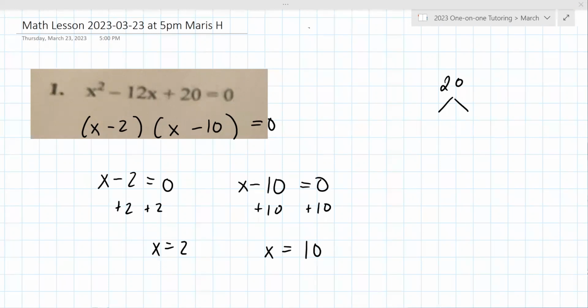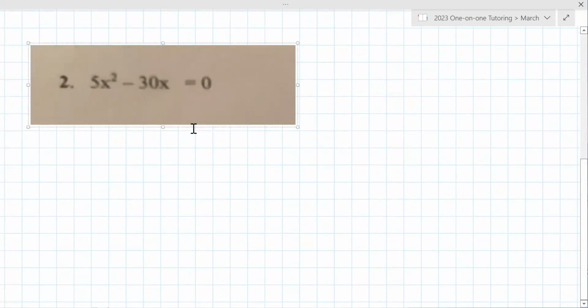Let's take a look at number 2. All right, so what I see here is two terms. Any idea of what this is or what you might remember from this one? I think it's difference of squares. So two terms, it could be difference of squares. They'd have to both be perfect squares. And like for 5, I don't see perfect squares. Same with 30. There's another possibility.